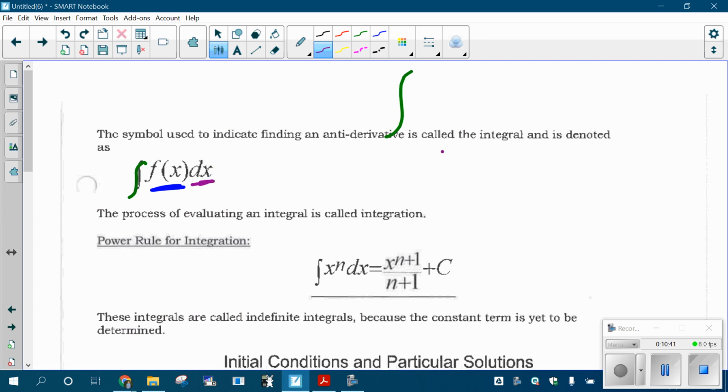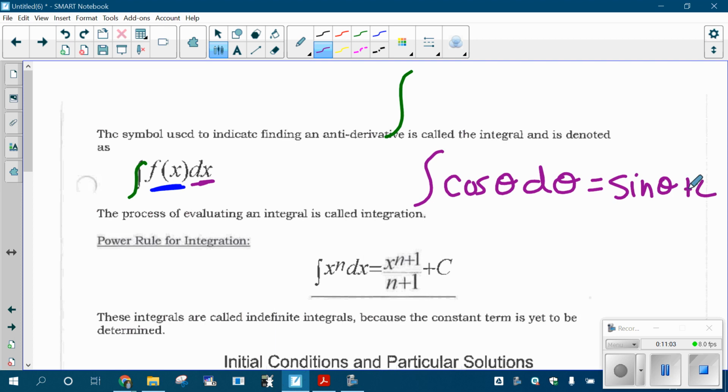So if they wanted you to do the indefinite integral of cosine of theta, they'd put a d theta there. And you'd say, what has a derivative of cosine? Well, sine has a derivative of cosine. You make it a sine of theta because they're telling you the derivatives in terms of theta. And then you put the Covey constant on the end. Okay?